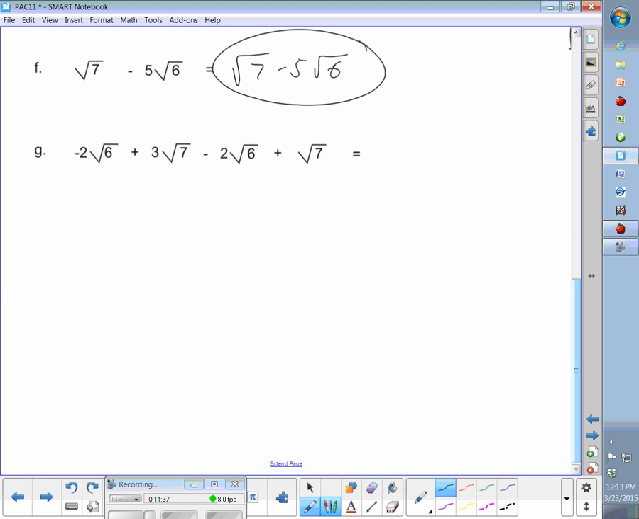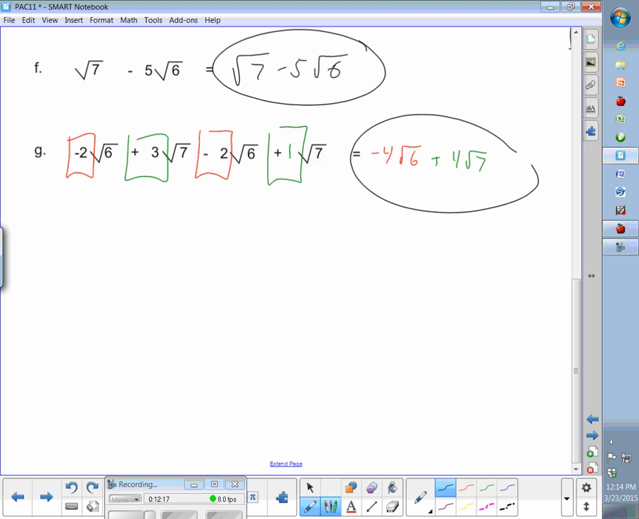Good cartoons. All right, so you look at this and you say, hey, I'm going to add the like terms up, the like radicals. I'm going to do the square roots of 6. A negative 2 of them and another negative 2 of them is a negative 4 of them. Do you agree? And now I'm going to do the square roots of 7. A positive 3 of those. And how many of this back one do I have? No, I don't have 0. I have a positive 1 of them, right? We don't show the ones. So 3 of them and 1 of them is 4 of them.